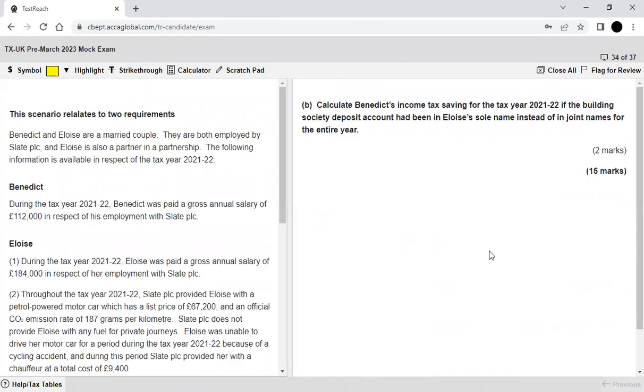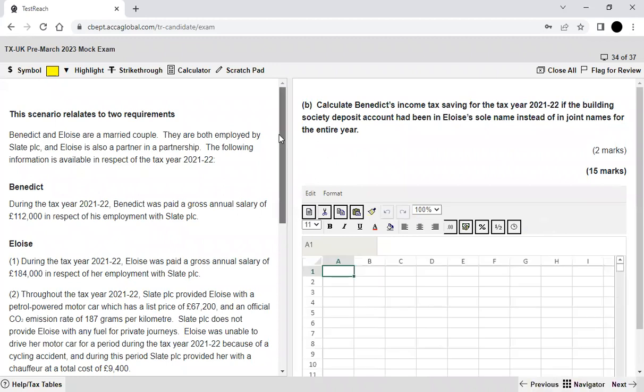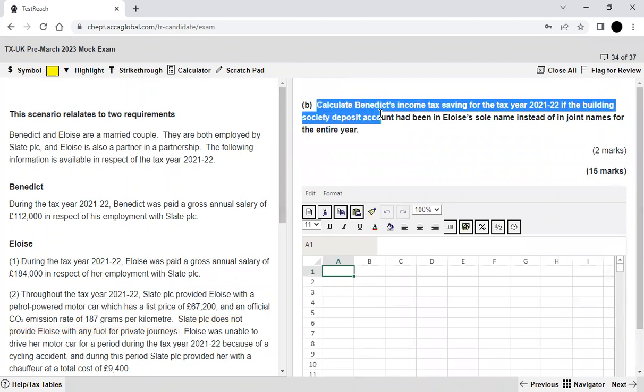So moving forward to the next part of this question. Part B: calculate Benedict's income tax savings for the tax year 21-22 if the building society deposit account had been in Eloise's sole name instead of in joint names for the entire year. So if the building society deposit account is in the sole name of Eloise, what will be the income tax savings for Benedict?